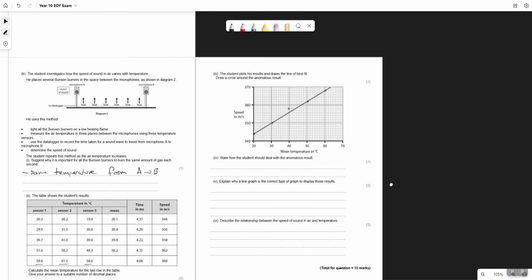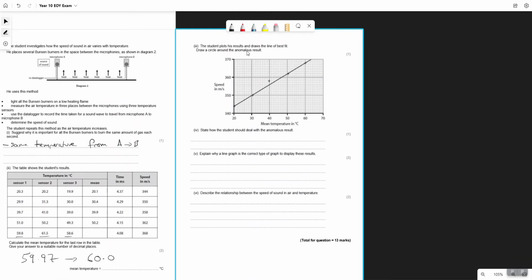Cool. Right. The student plots his results, draws the line of best fit, and draws a circle around the anomalous result. This was actually missed, and I'm sure those of you who fell into that trap were probably quite frustrated. Literally just that one. I didn't even do it in red.